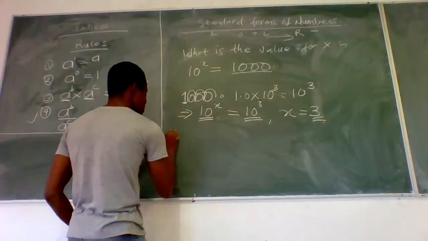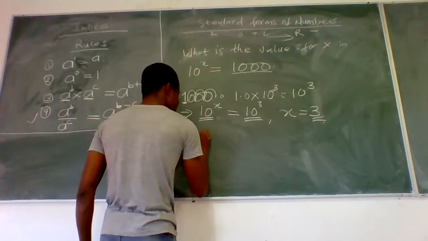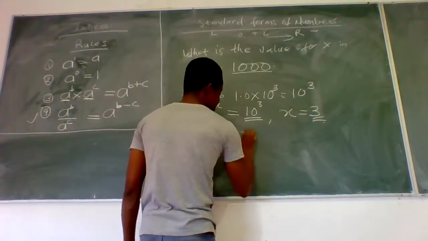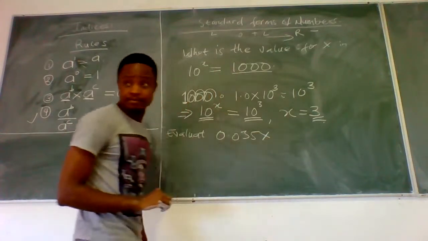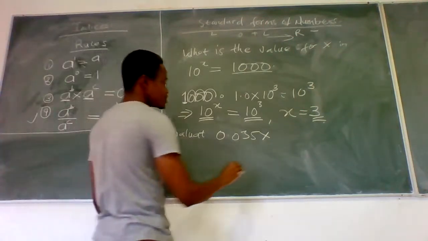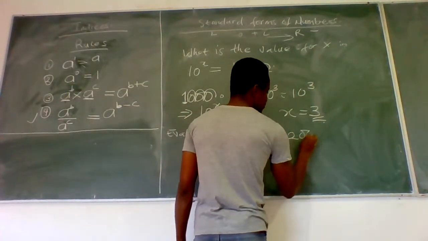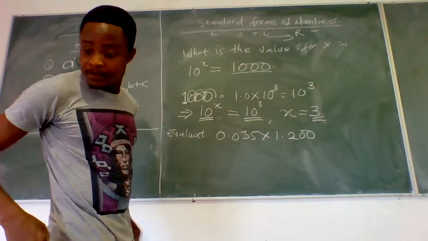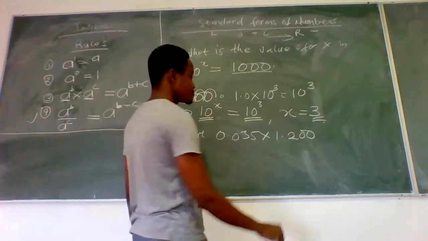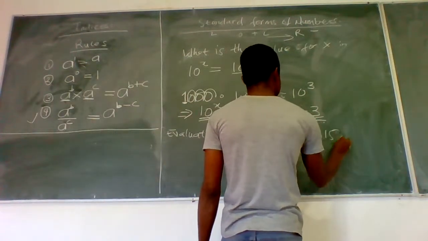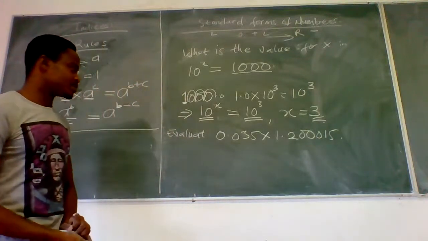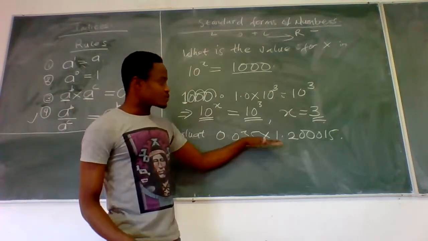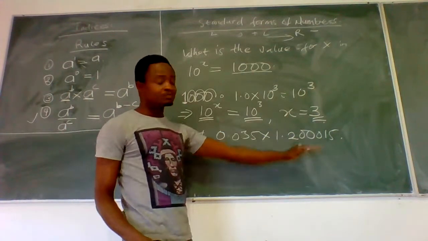Okay, evaluate 0.035 times 1.200 is 15. So we have been asked to evaluate this. So first of all, let's try to convert all these into standard form.